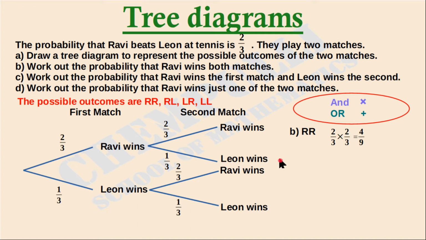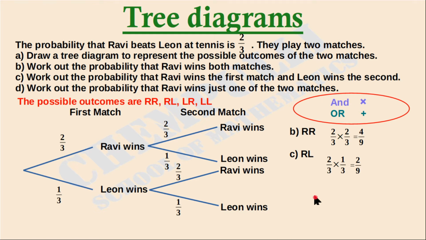We can write that part like this: RL. RL means R and L. That means Ravi wins the first match. What is that probability? 2 over 3. Then Leon wins the second match. Take this branch. Leon wins the second match, that means the probability is 1 over 3. So we can write 2 over 3 times 1 over 3. Then simplify, and we will get the answer 2 over 9.